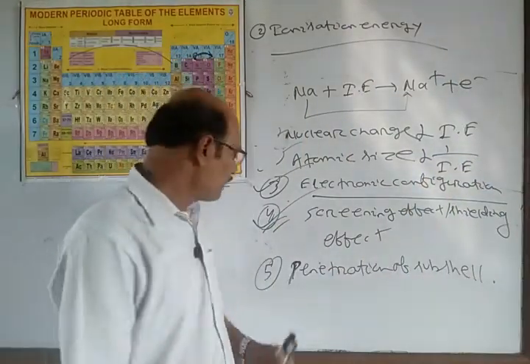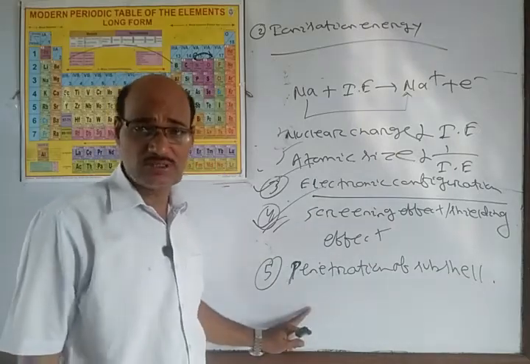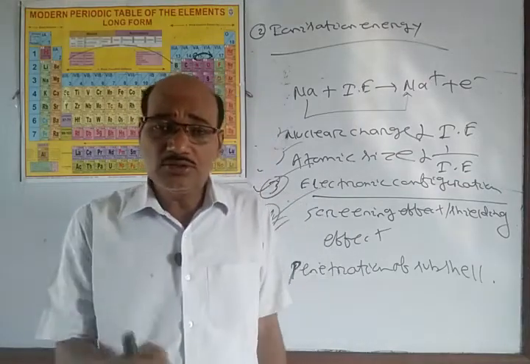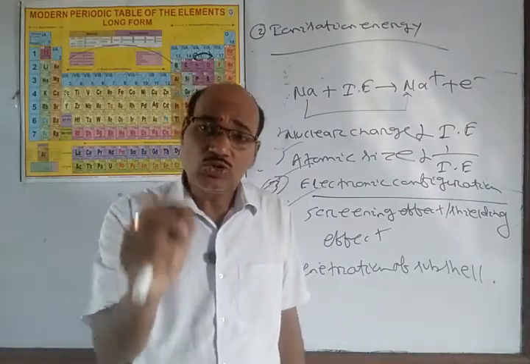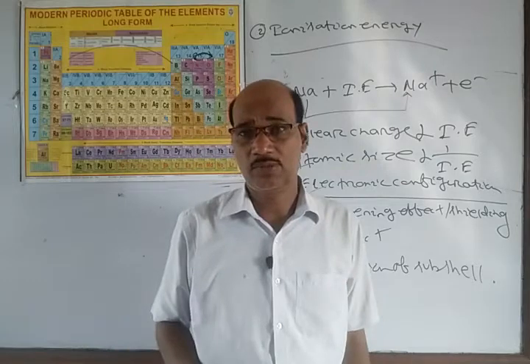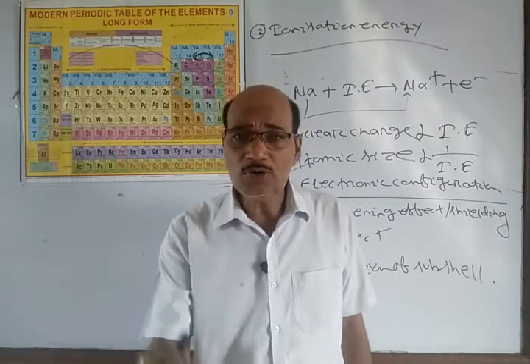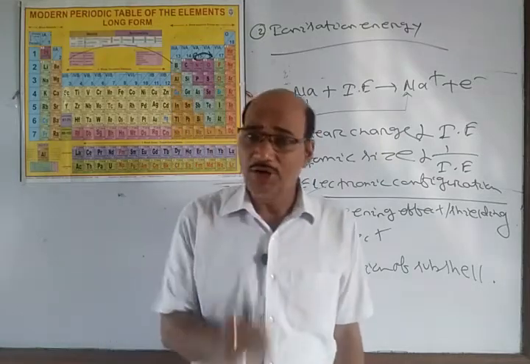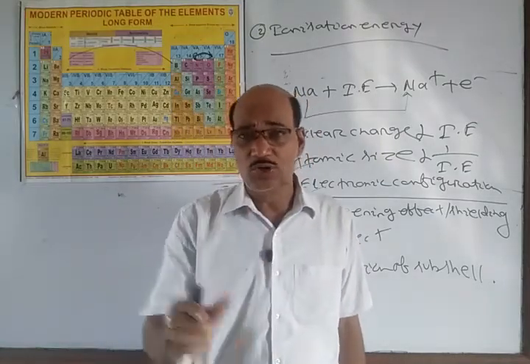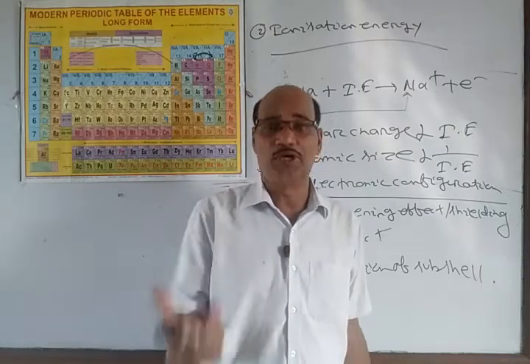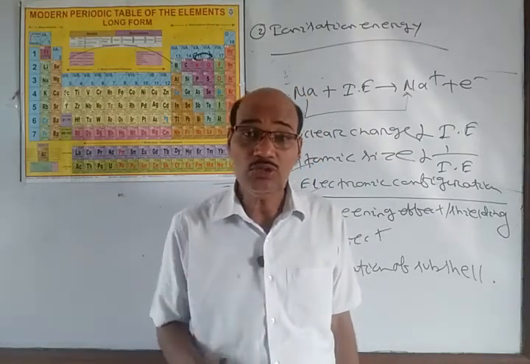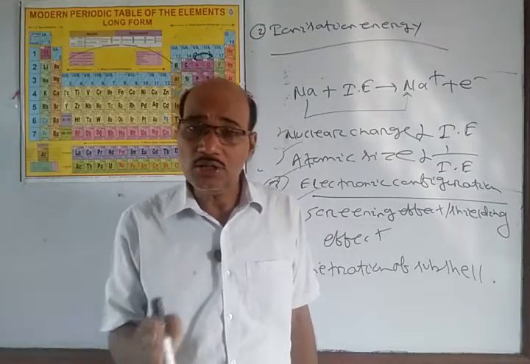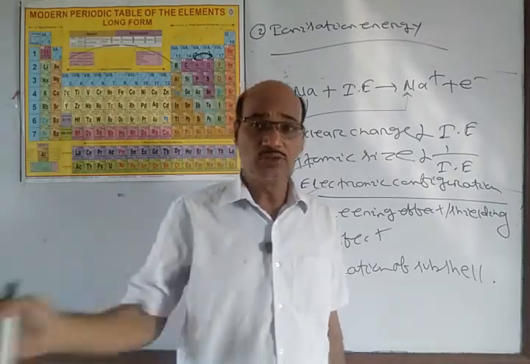Then you have penetration of subshell. What is this one? The orbit which is closer to the nucleus is called more penetrated to the nucleus. If from that orbit we want to remove the electron, we have to spend more energy as compared to the other orbit which is away from the nucleus, or which is not more penetrated toward the nucleus.